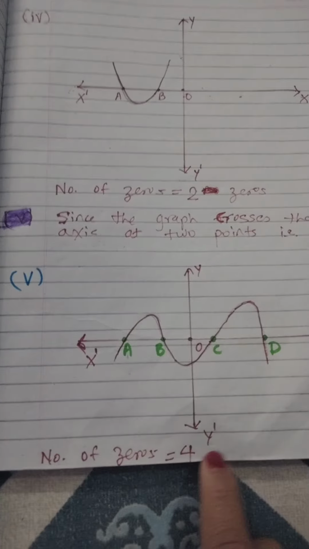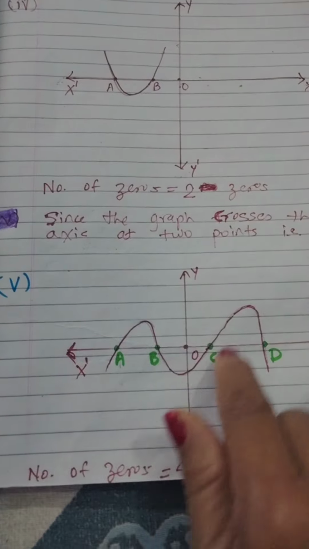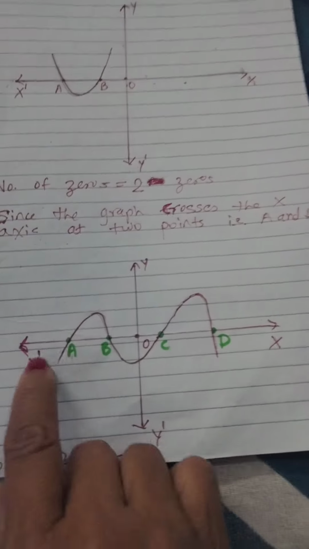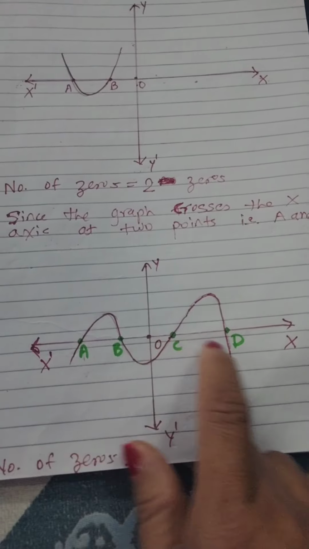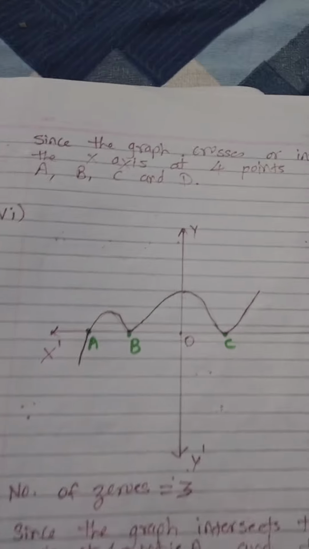Now the fifth question also shows the graph of the polynomial. Here the number of zeros is equal to 4, since this graph crosses this x-axis at points A, B, C and D. Hence it has 4 zeros.